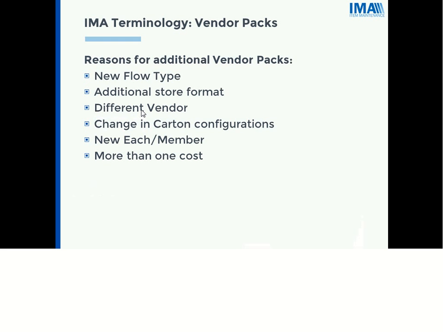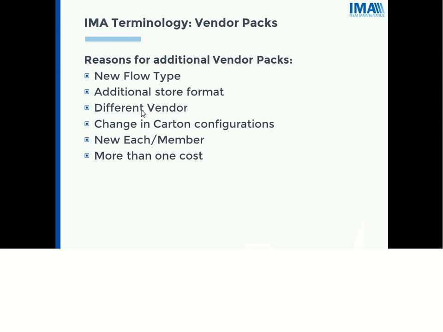Another example would be a change in carton configurations. That kind of goes along with new each or member. So if we've been getting a carton from you with a configuration of 2446, and now we would like to be able to order it in a configuration of 3443, then we would need both a new carton and the new vendor pack for that new configuration.